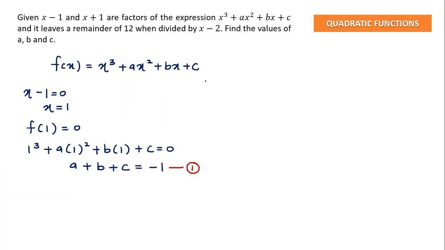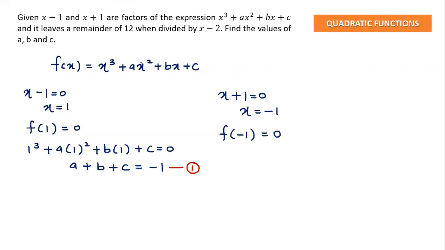My second one is x plus 1 equals to 0, so your x is going to be negative 1. Now if you substitute negative 1, you still will get 0. Why is it 0? Because of the meaning of the factor. Factor means no remainder. When you divide anything by the factor, the remainder is 0. So that's the meaning of 0 here.